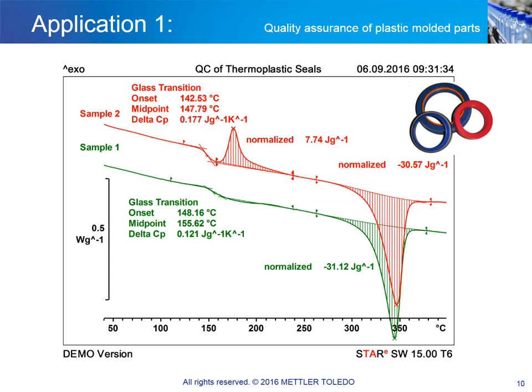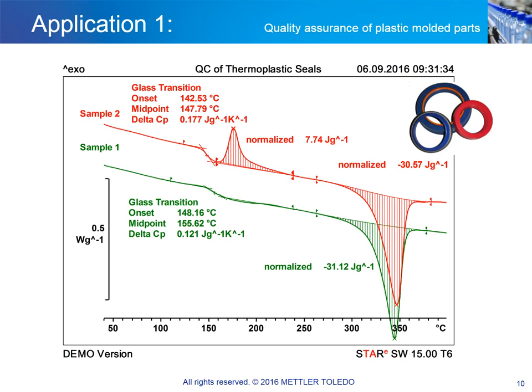The first application example shows the use of DSC for the quality assurance of injection-molded plastic parts. Individual batches of injection-molded parts may differ because of variations in the production process and in compounding. DSC is one of the techniques that can show differences between the batches.